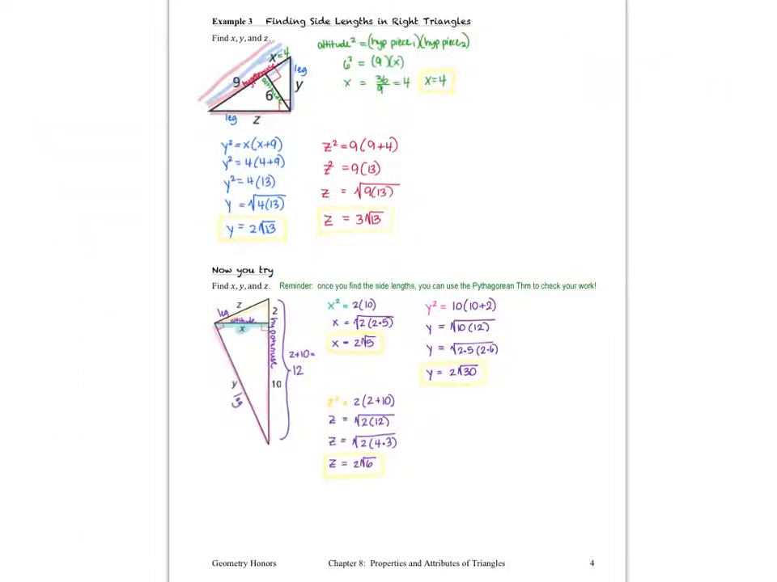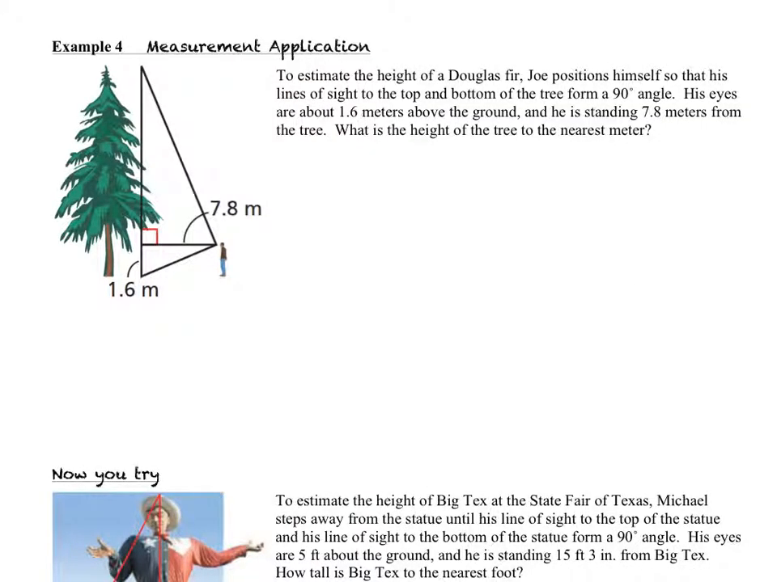We have more practice on the next page with example 4 that gives us a real-world application of using the geometric means with similar right triangles. Anytime we're working on a word problem, we need to make sure to read the diagram and read the information in the problem carefully so we get all of the important pieces of information that are going to help us solve the problem. And so let's go ahead and get started reading.